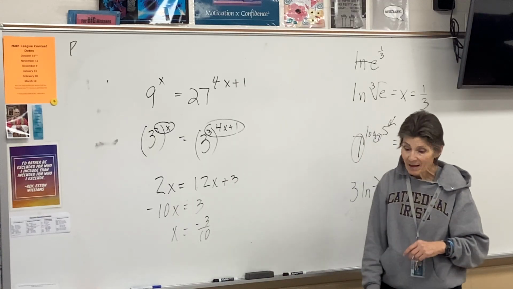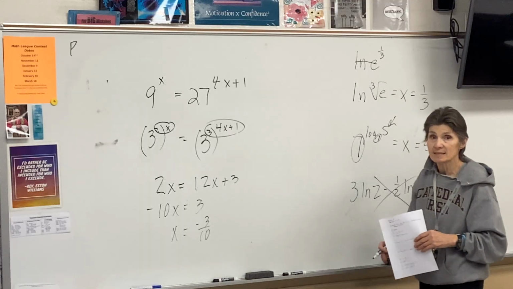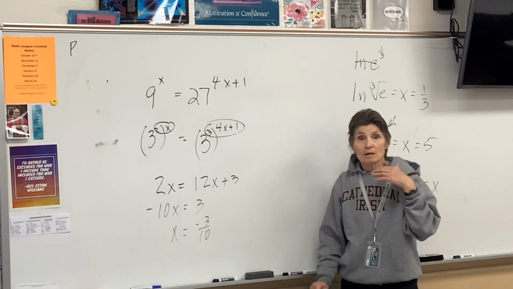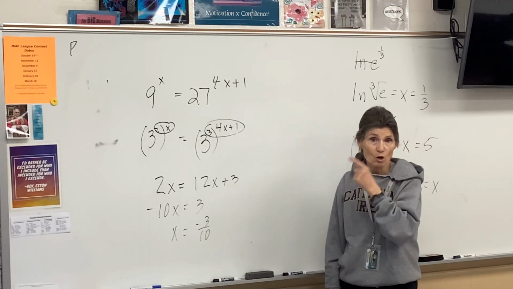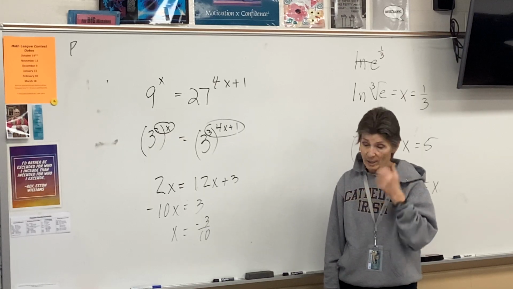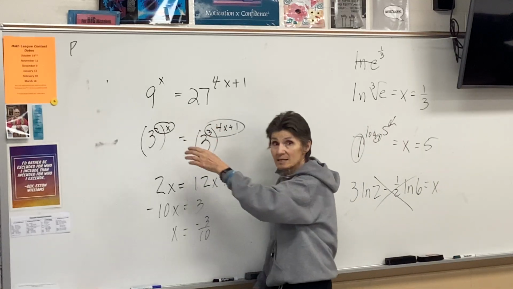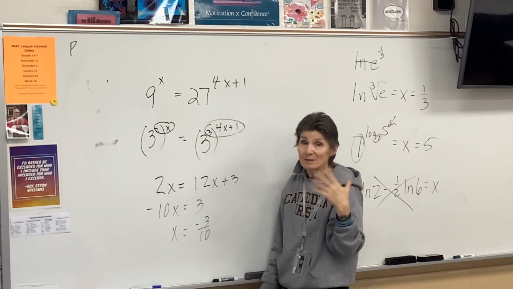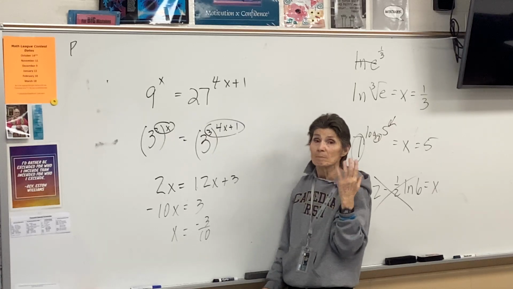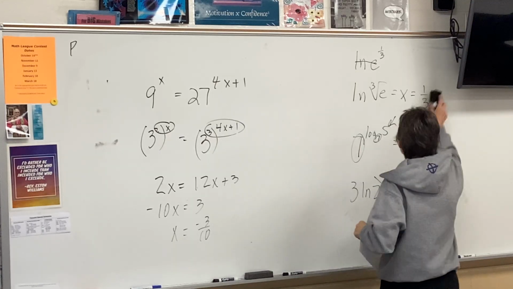So the key to that problem is making the bases the same. If you don't have a calculator, that's the only thing you can do. So tomorrow, when you get your quiz paper, look at the two numbers and make the bases the same. Might not be 3, it might be 2 or 5 or something, but make the bases the same. All right.